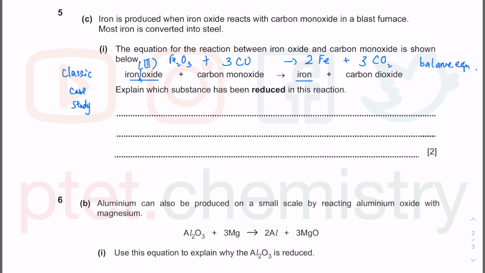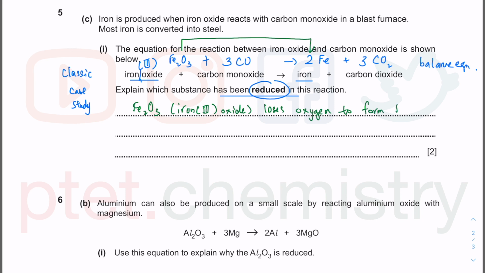You are asked which substance has been reduced. Reduction is loss of oxygen. We know that Fe2O3, the iron 3 oxide, becomes Fe, so it loses oxygen to form Fe, and loss of oxygen is reduction. This is basically stating everything very clearly, so therefore Fe2O3 gets reduced.